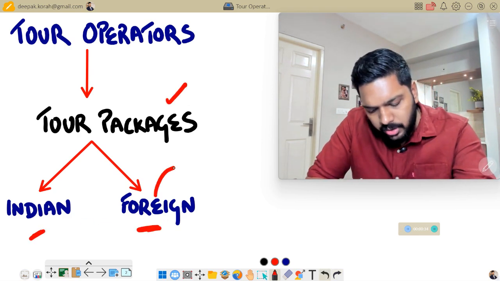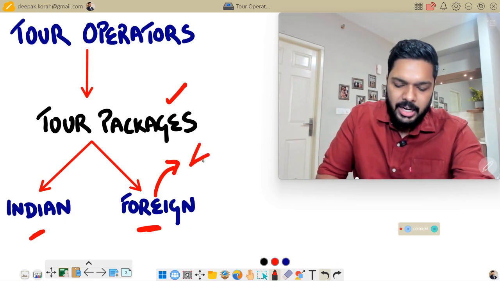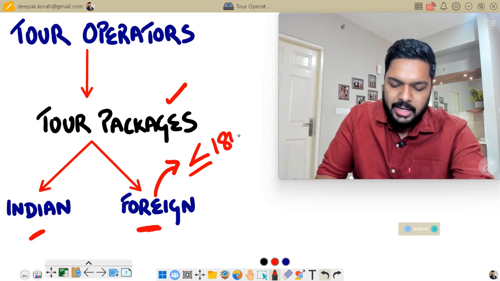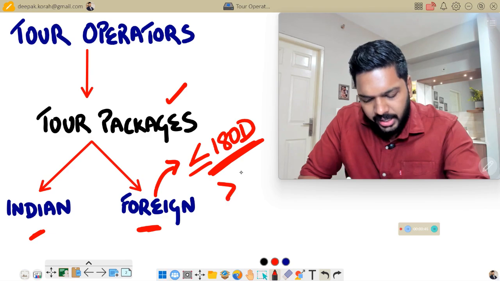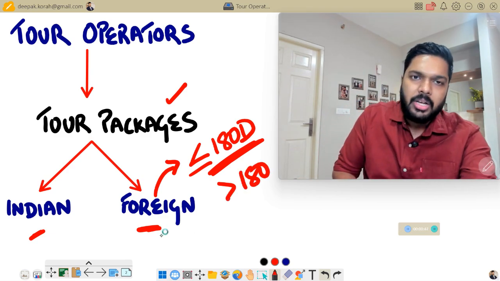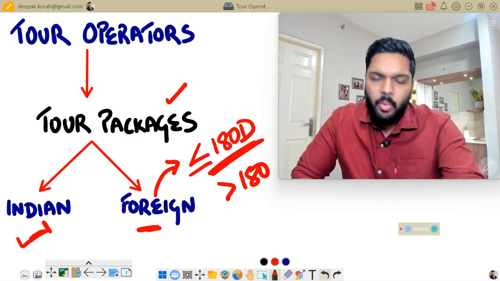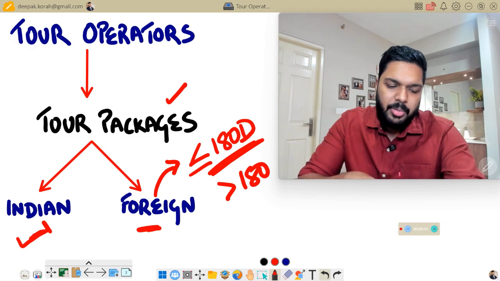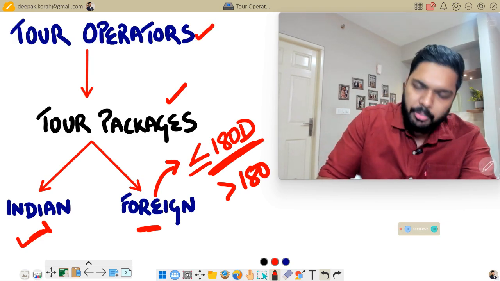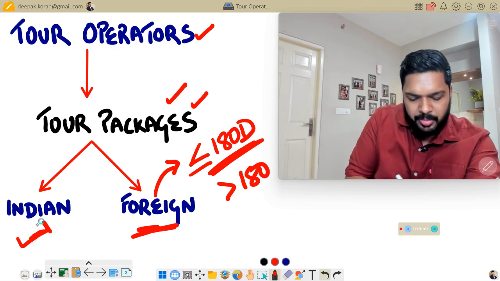Now, a foreign tourist is again defined under GST law to basically mean a person who's staying in India for not more than 180 days. And if a person is staying in India for more than 180 days, then he or she will not be termed as a foreign tourist, will be tagged as an Indian tourist. So in this video, we'll try and understand what is the GST liability for a tour operator providing a tour package if the recipient is a foreign tourist, number one, if the recipient is an Indian tourist.